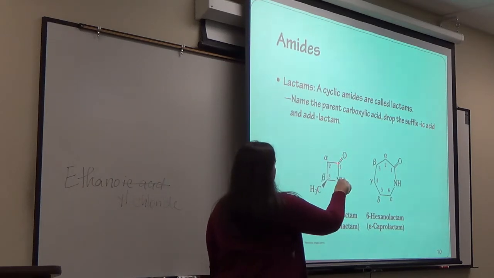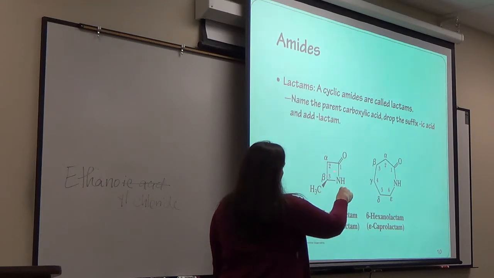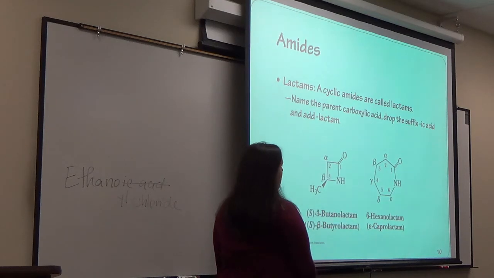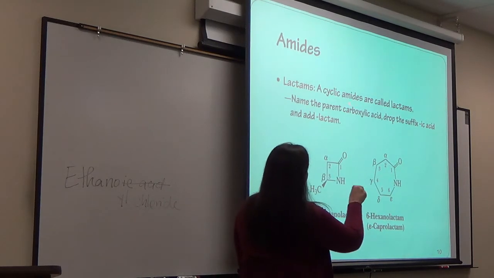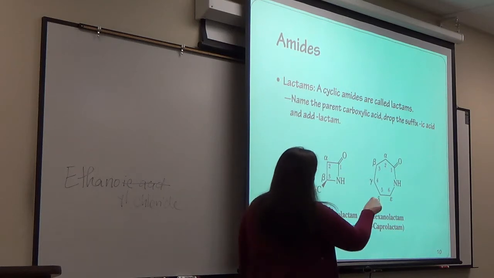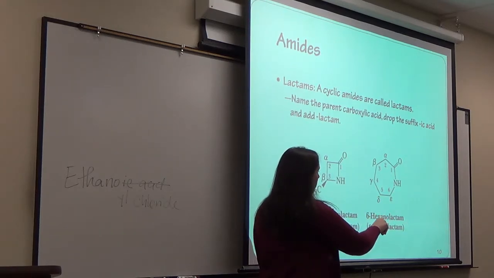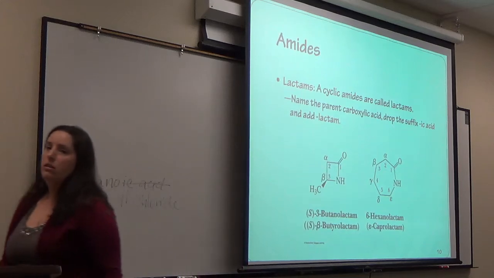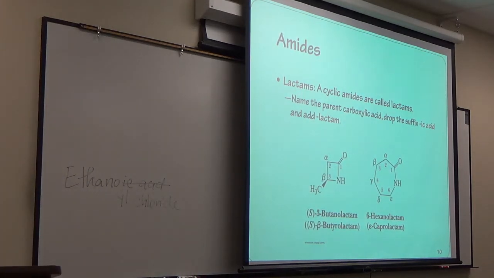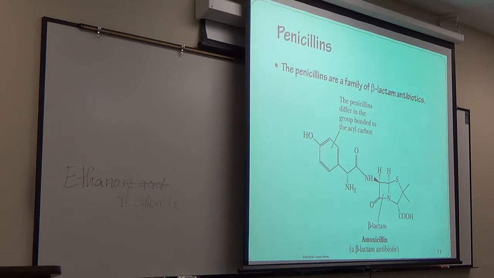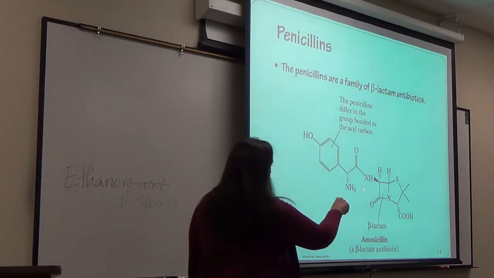And so again, 4 carbons, 1, 2, 3, 4, locate where the nitrogen is, so 3-butanyl, and then lactam is now the naming, drop the ic acid, add lactam. And then again over here you have 6, 6 is where the nitrogen is, so 6-hexanyl lactam. So the beta really comes from that second position. Alpha is right next to, and then beta is at the 3 position. So that's where penicillins get their structure, is based on this beta lactam.